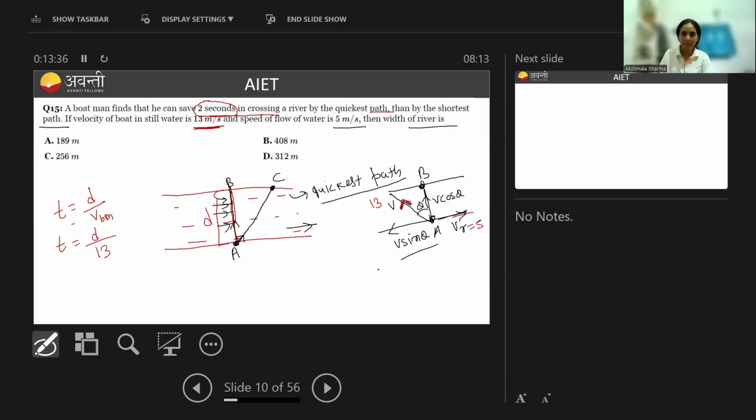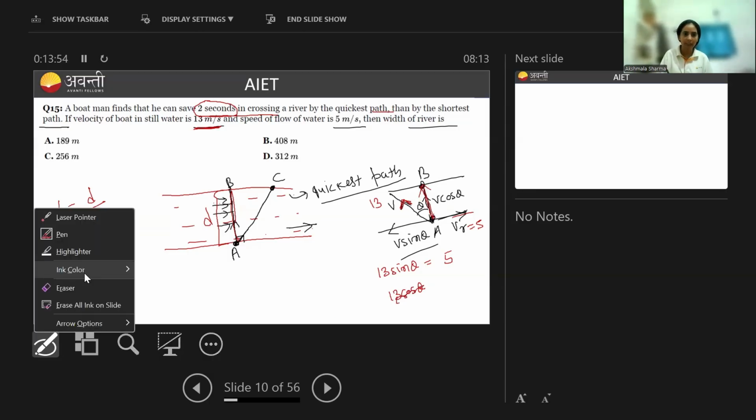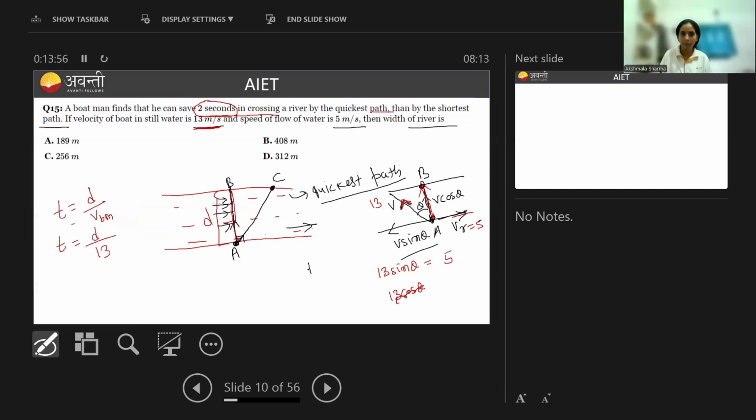So 13 sine theta will be equal to how much? 5. है ना? And then 13 cos theta will be the velocity in this direction. And here the time taken is 2 seconds longer. It means if you write here d by 13 cos theta, this will be equal to t plus 2. Agree? ठीक है? Done? So this is this. Now let's solve it.